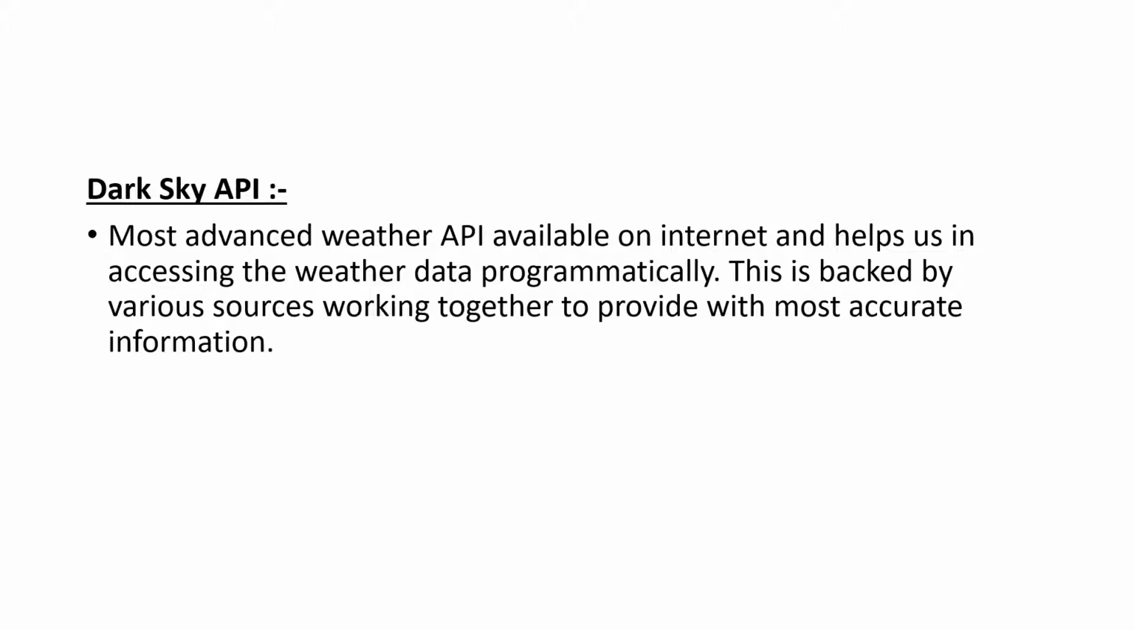And the next is the Dark Sky API. So what is this? An Application Programming Interface, that is API, is used for our application in order to retrieve the data programmatically. And we use the Dark Sky API because of its accuracy in giving the data to the sources, the devices.